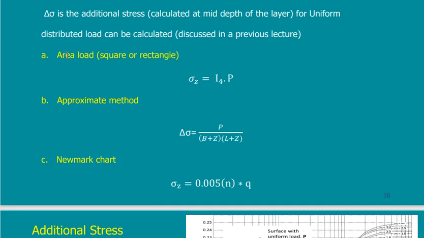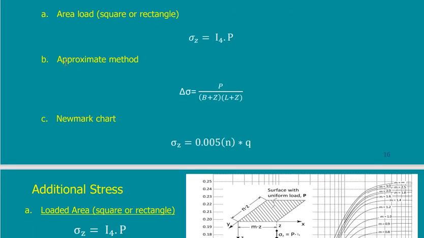For a loaded area, whether square or rectangle, this is how we can calculate it. You will see it now. We said that we have an approximate method, which is the load distribution. Instead of taking the effect of the stress at a point, we take the effect of the stress at a level, at a certain depth below the soil.